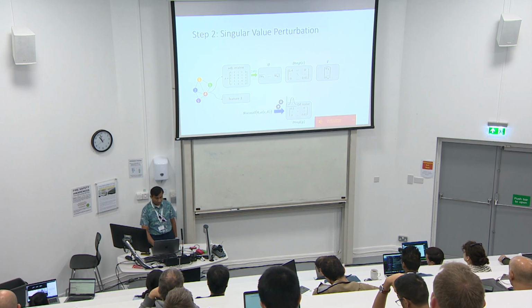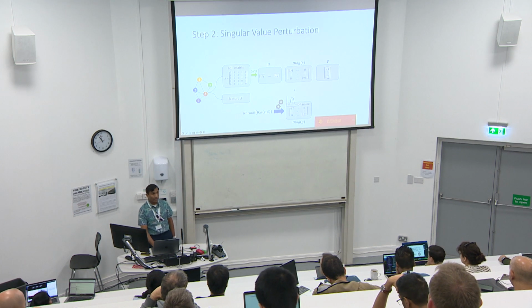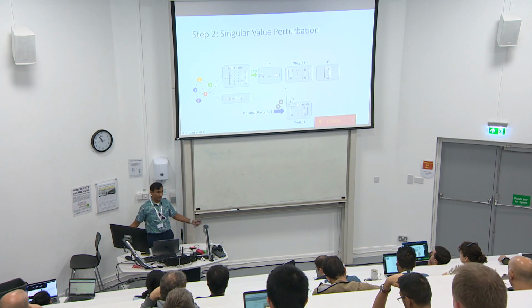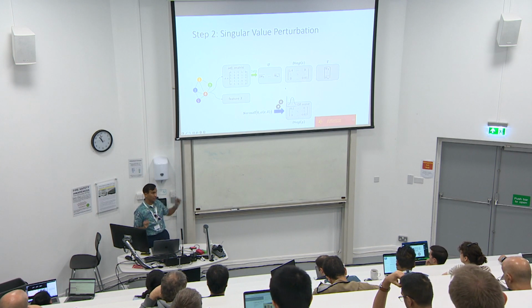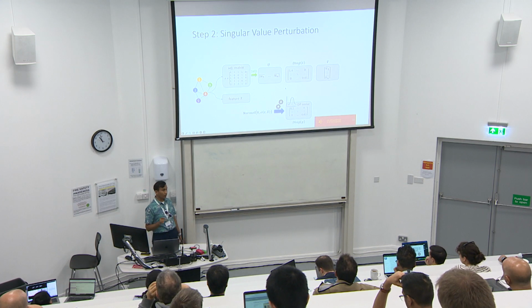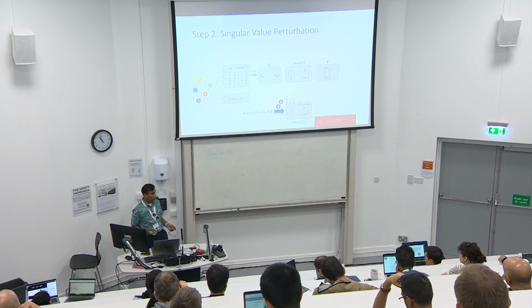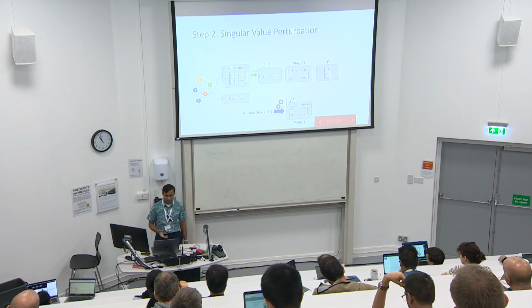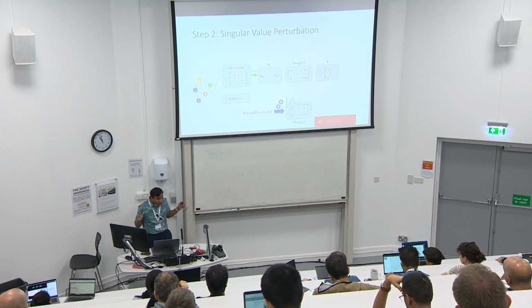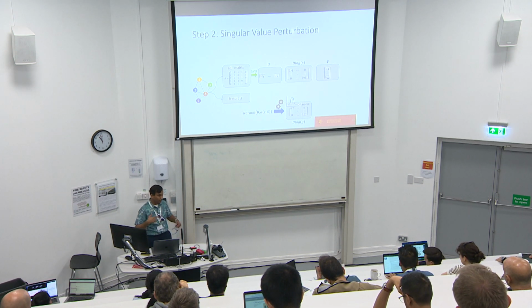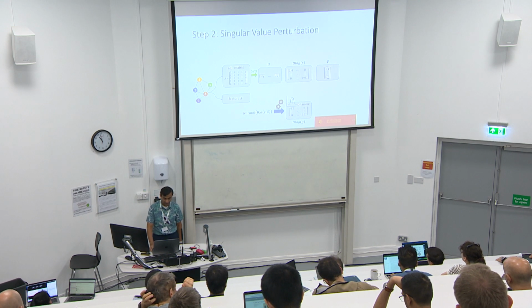And so what does that mean? I generate random noise, and instead of applying it to the entire adjacency matrix, I'm only going to apply it to just the singular values. And because I'm applying it only to the singular values, I have the ability to control the amount of noise that goes into the system, and therefore I can substantially reduce the amount of noise that is added to the adjacency matrices by themselves.